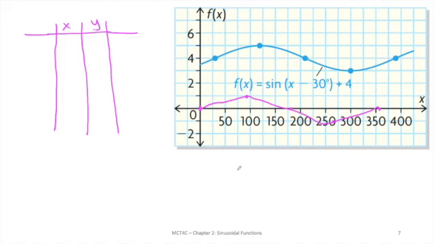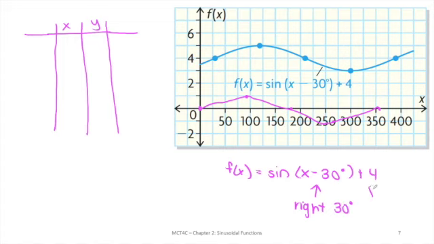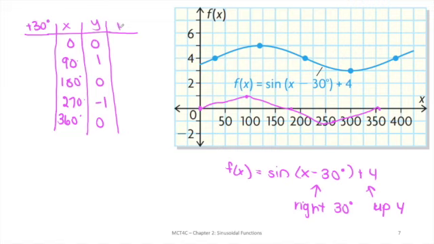So we are going to look at our equation here. So we have negative 30 degrees plus 4. So this means we want to move our graph to the right 30 degrees, and we want to move our graph up 4. Okay, again, right and left is going to affect your x's, and then that up and down affects your y's. Okay, so because it's right 30, we're going to add 30, and we're going to add 4 here.